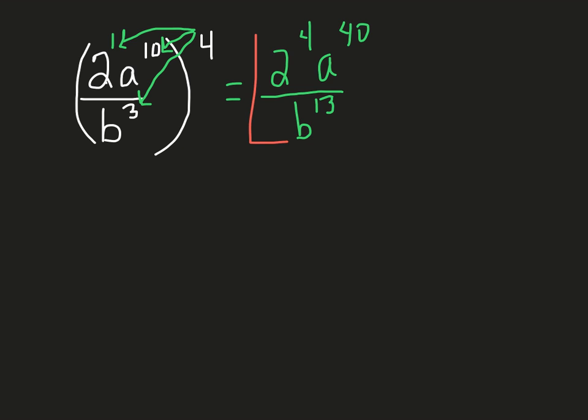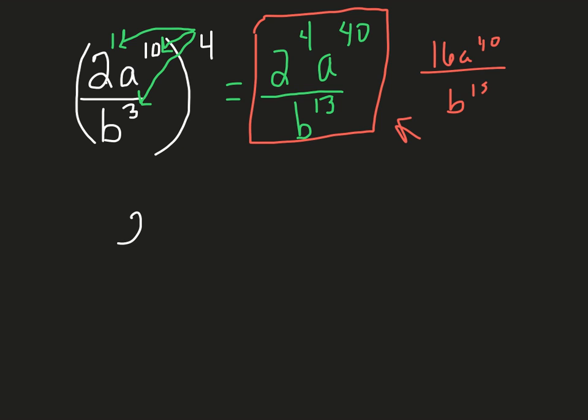That's the answer. Now, could you simplify this? Oh, yeah, I could do 2 times 2 times 2 times 2. I think what it would be is 16a to the 40th over b to the 13th. But I'm not making you do that. Now I'm going to show you the other way that you could do this.